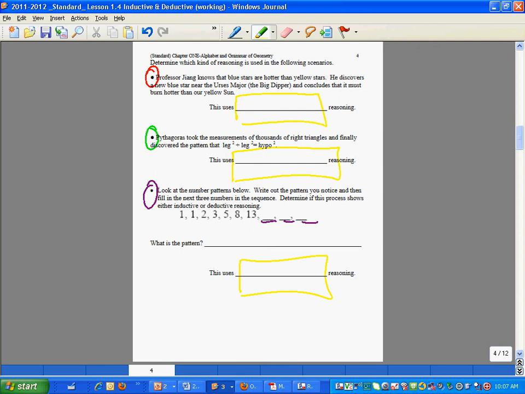This is deductive. How many of you got that right? Deductive. Nice job. Fabulous. Now don't be scared off. Who wants to take a second one? Go ahead, Sabrina. What do you think?